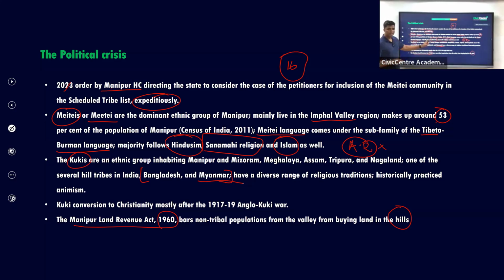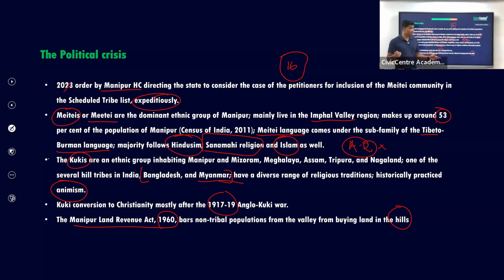Coming to Kukis, as I said, they are there in almost all northeastern states except Arunachal Pradesh. They are also there in Bangladesh and Myanmar. They are a hill tribe. They used to practice animism historically, a tribal religion. Animism means worshipping animals, such spirits. What happened is, we know most of the tribes revolted against the British. We have heard such things. But there is a very important war, the Anglo-Kuki War. Anglo means British people. So the Kuki people in 1917-1919 fought the British.